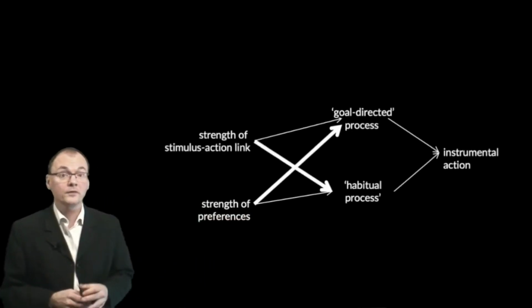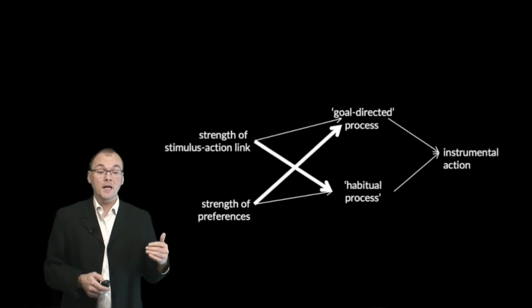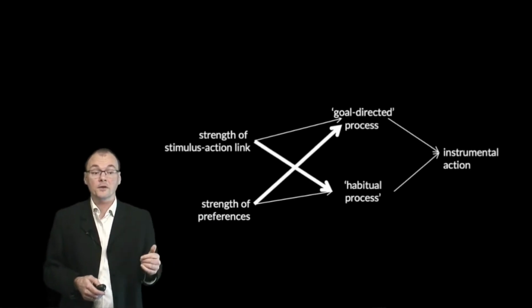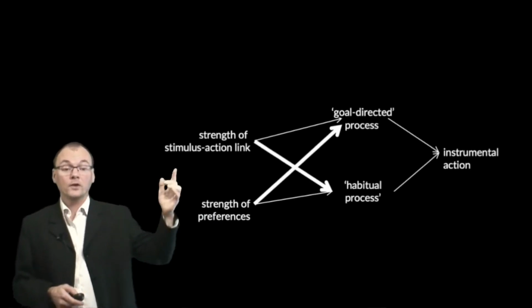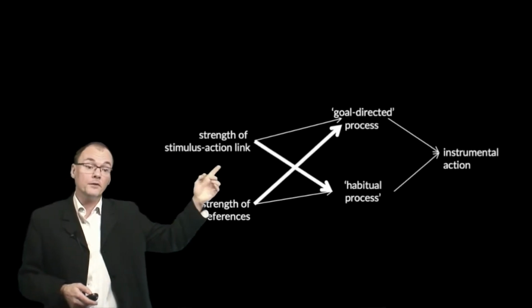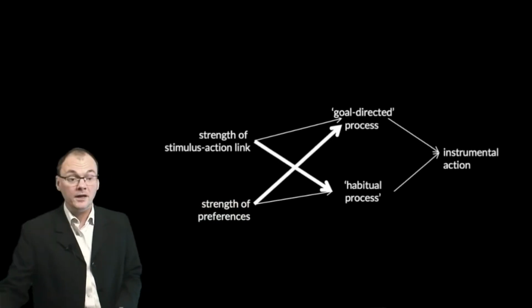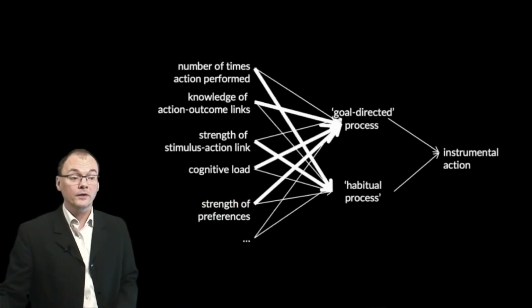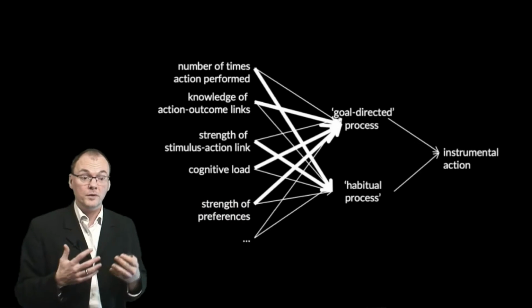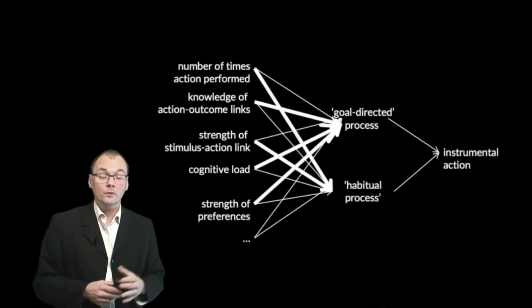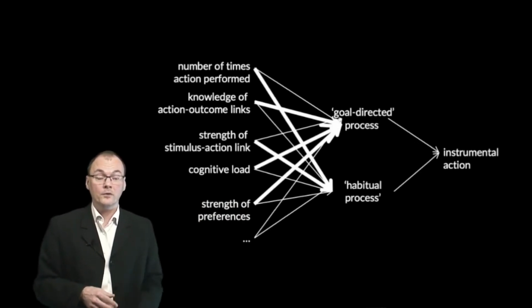But of course, the dual process theory recognises that there are many other factors, like the strength of the stimulus-action link, which go the other way. Changing this will make a big difference to what the habitual process does, but should have a small effect, if any, on the goal-directed process. And so on for many other factors. There'll be many factors here, most of which will differentially affect the two kinds of process.